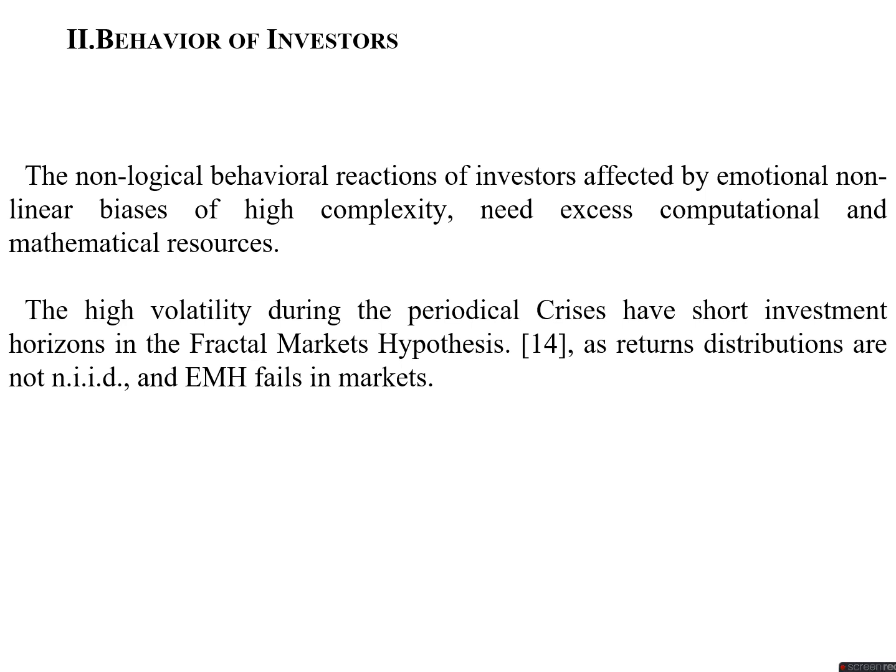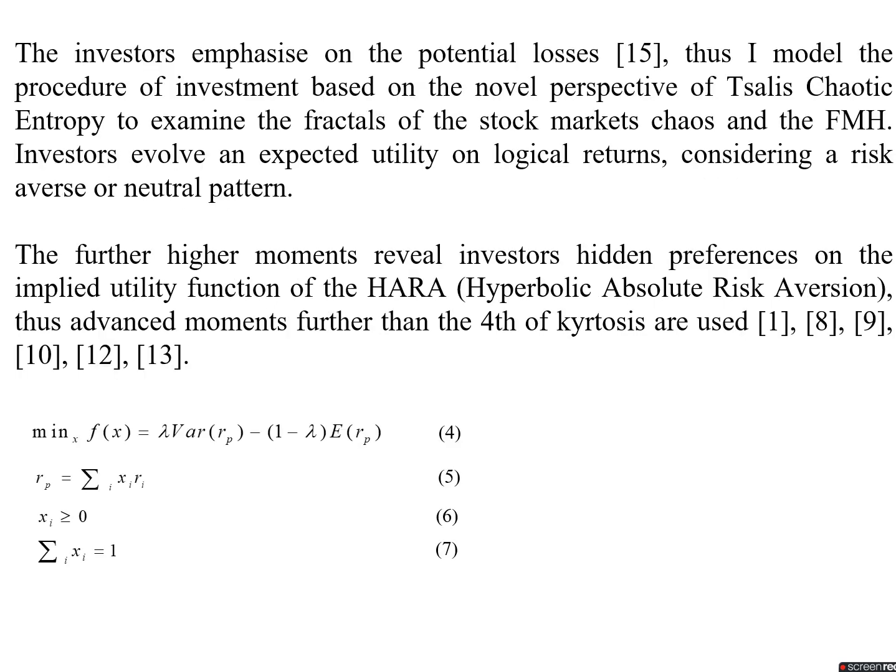The high volatility during the periodical crisis have short investment horizons in the fractal market hypothesis, as the return distributions are not normally identically and independently distributed, and the efficient market hypothesis fails in the markets. The investors emphasize on the potential losses, thus I model the procedure of investment based on the novel perspective of Charlie's chaotic entropy to examine the fractals of the stock market chaos and the fractal market hypothesis.